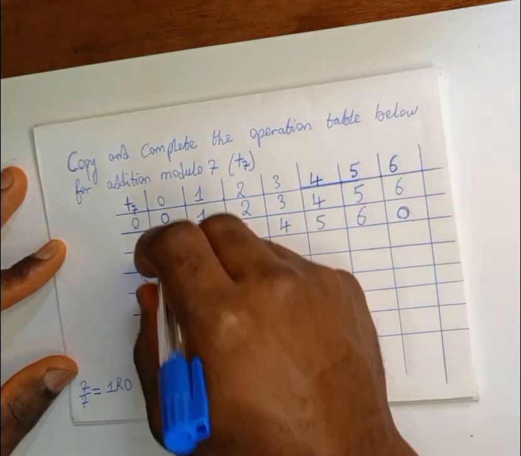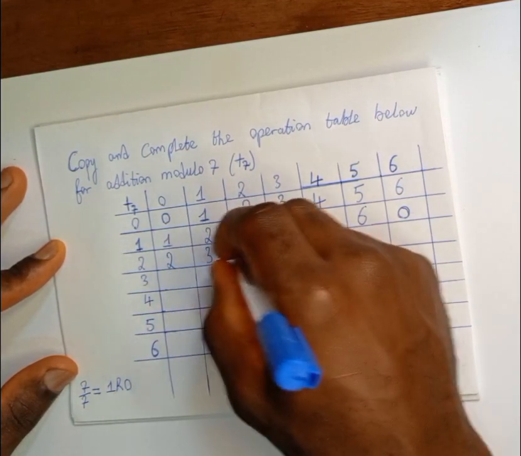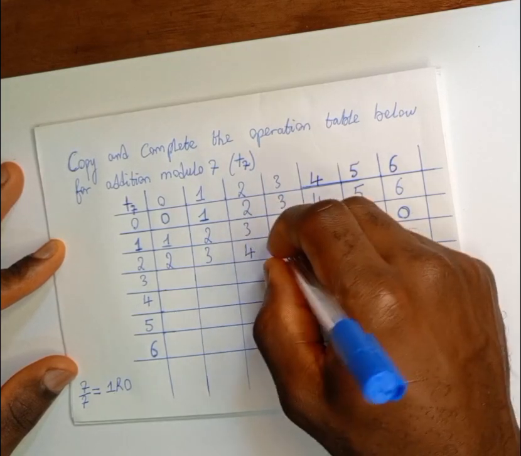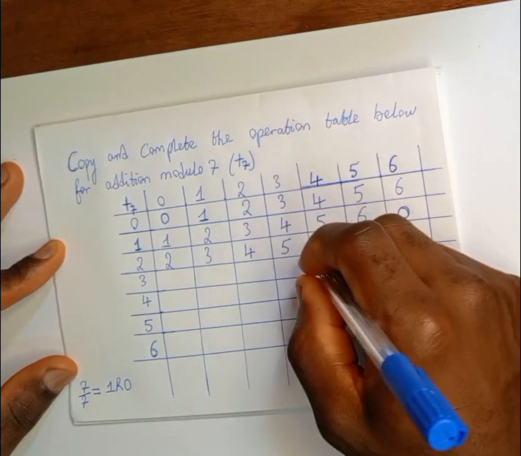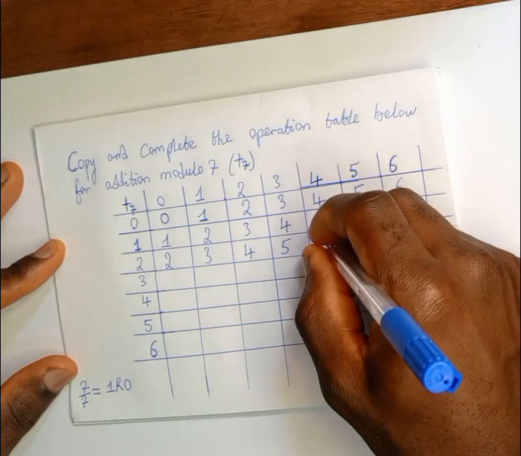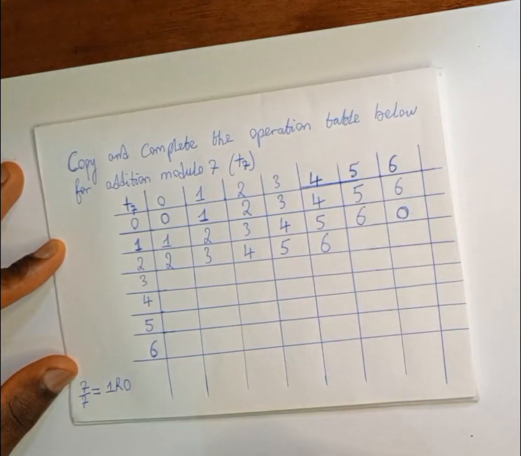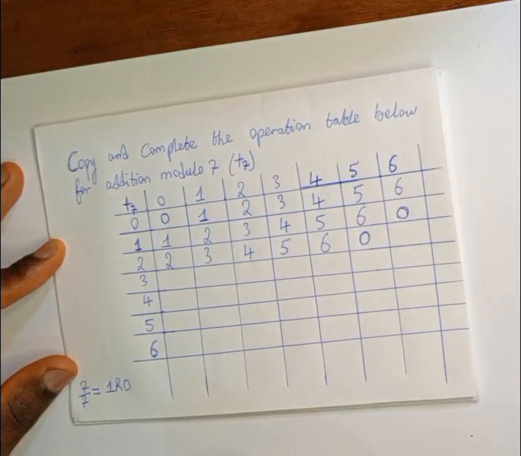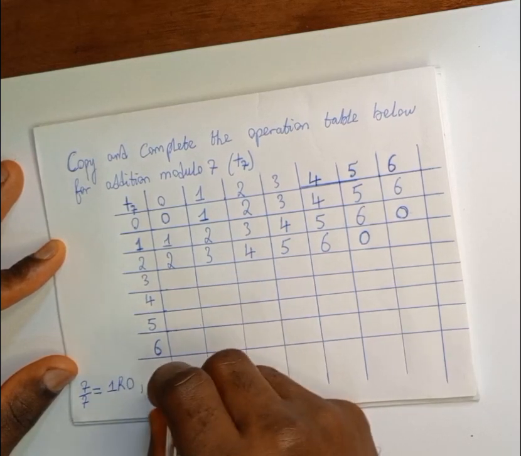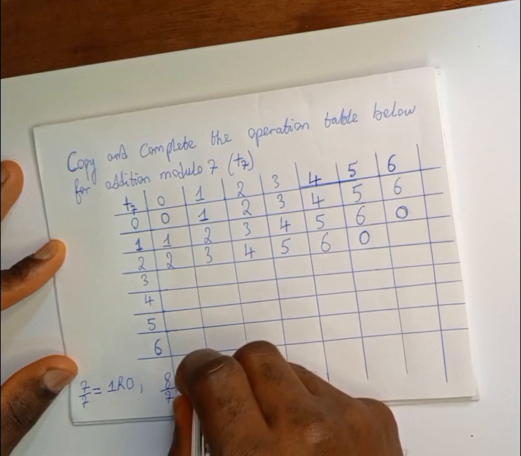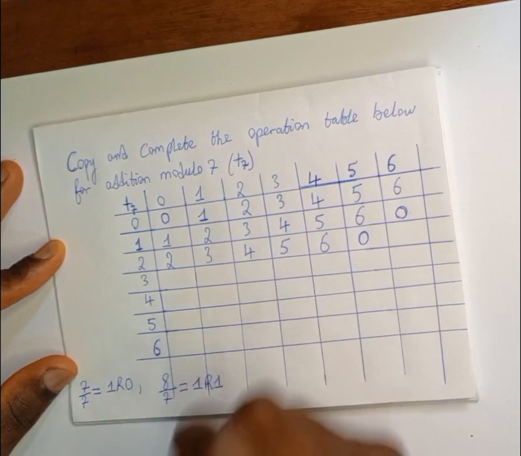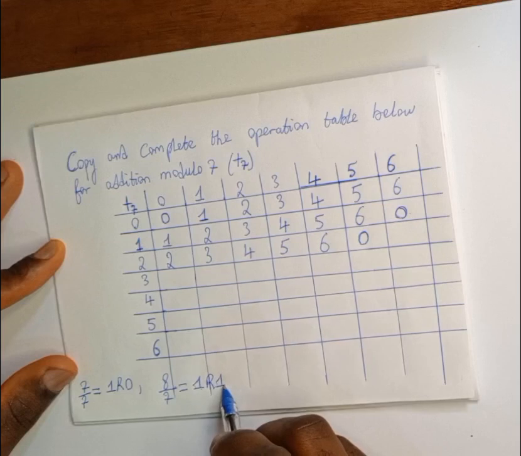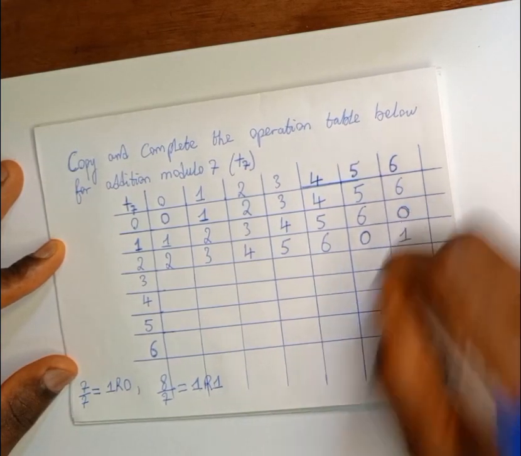We go now to 2. 2 plus 0 gives 2. 2 plus 1 gives 3. 2 plus 2 gives 4. 2 plus 3 gives 5. 2 plus 4 gives 6. 2 plus 5 gives 7. 7 in modulo 7 gives 0. We write 0 here. 2 plus 6 gives 8. We are going to divide the number 8 by 7. It gives us 1, remainder 1. We are going to discard the whole number part and we write down the remainder 1.